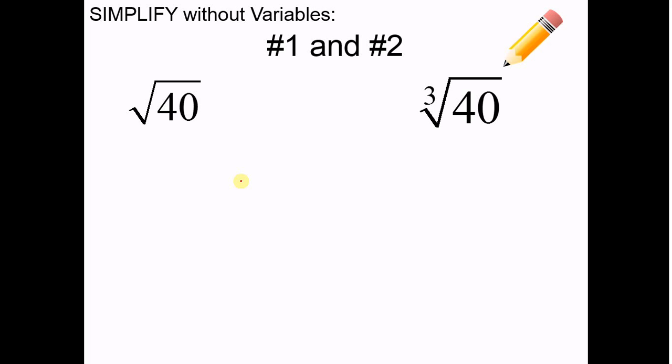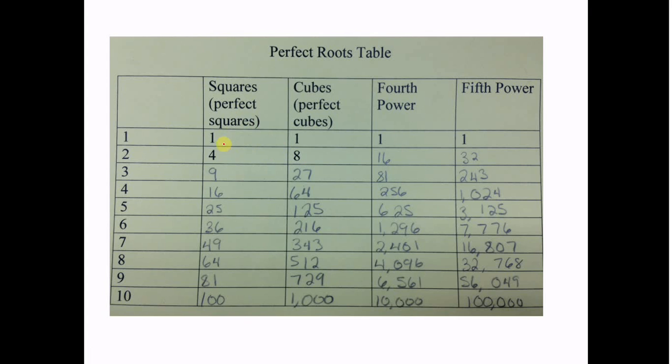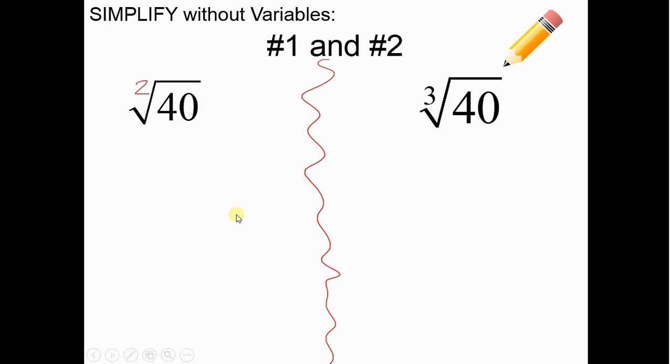Here are the first two problems about simplifying without variables, and we've seen these before. I'm going to put a little line in the middle here. So this is number 1 and number 2 on the top area. We have the square root of 40. Under the square root column, we want to find a number that can go into 40 evenly. What's a number that can go into 40 evenly? 4. So I can have the square root of 4 times the square root of 10.